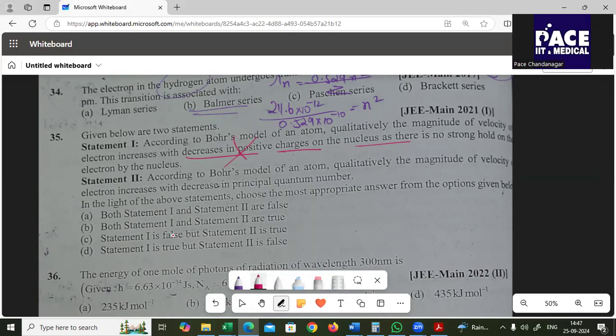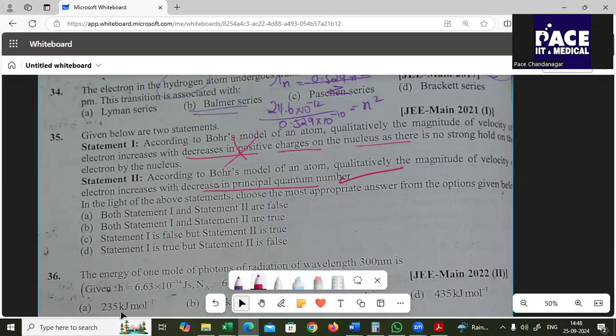According to the Bohr's model of an atom, qualitatively, the magnitude of the velocity of the electron increases with the decrease in the principal quantum number. Yes, as the principal quantum number is getting decreased, the velocity of the electron is increasing because the charge is much closer, so there will be a lot of attraction there. So a lot of momentum is gained by it. So statement 1 is wrong and statement 2 is right.